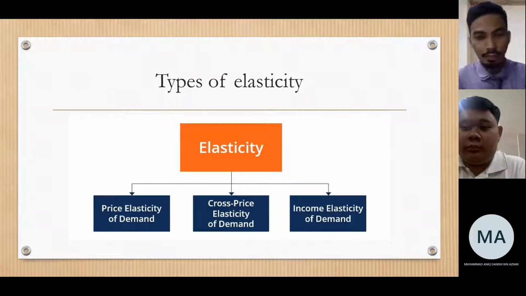Types of elasticity. There are three types of elasticity. The first one is price elasticity of demand. Next is cross price elasticity of demand. And the third one is income elasticity of demand.